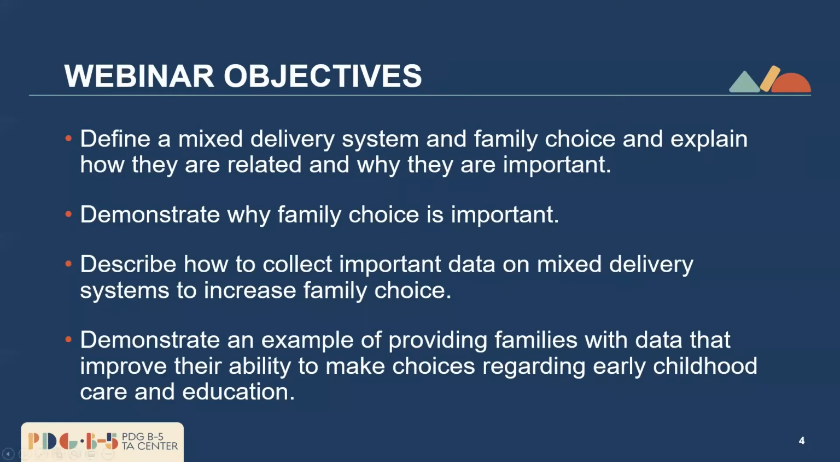So I think obviously, it's important to start out with a definition, so we all know what we're talking about. We all are on the same page when it comes to what we're going to be sharing today. And so we hope that throughout our hour, probably a little less than an hour, we describe how to define a mixed delivery system and family choice and how they are related. We're going to demonstrate why family choice is important, describe how to collect important data to increase family choice, and demonstrate an example of providing families with that data. So we hope that by the end of our hour together, you are able to have gained new knowledge on these ideas.